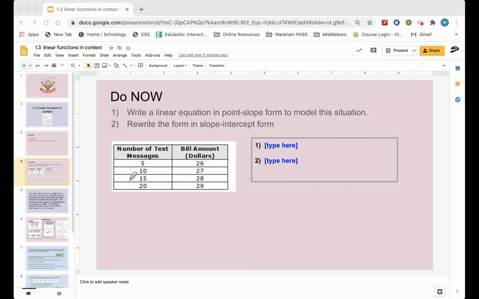And I can see that is happening on each pair of points. As I increase 1 in my dollar amount, I'm increasing 5 text messages. So remember, slope is change in Y over change in X. So I have $1 for every 5 messages.